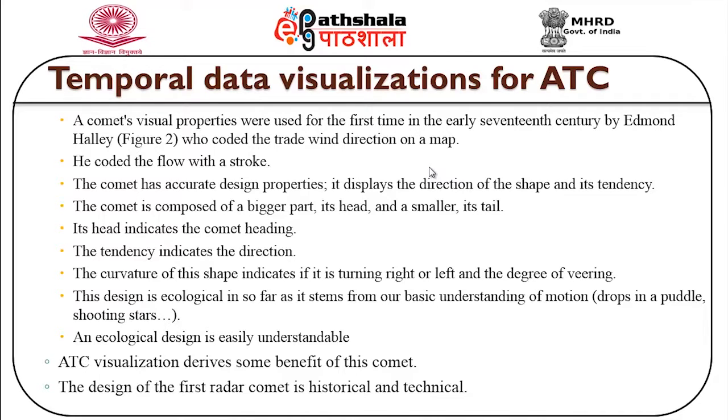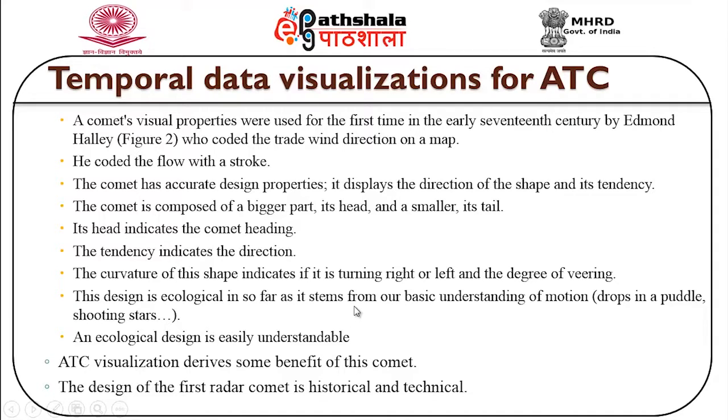The comet is composed of a bigger part, its head, and a smaller part, its tail. Its head indicates the comet heading and the tendency indicates the direction of the wind. The curvature of the shape indicates whether it is turning right or left and the degree of veering. This design is an ecological design in so far that it stems from our basic understanding of motions, and an ecological design is usually easily understandable.